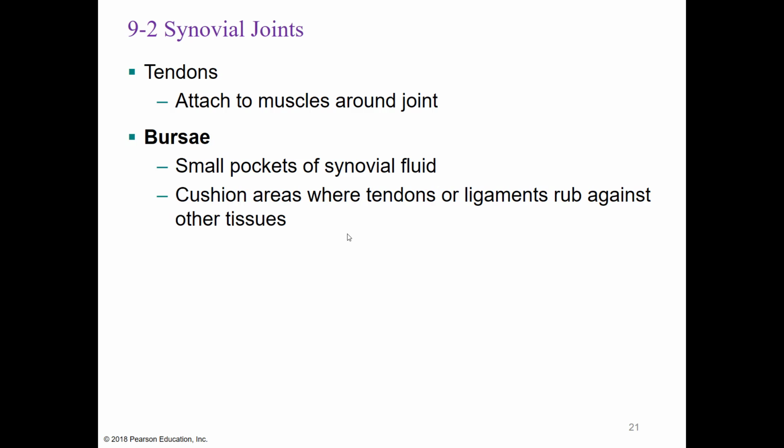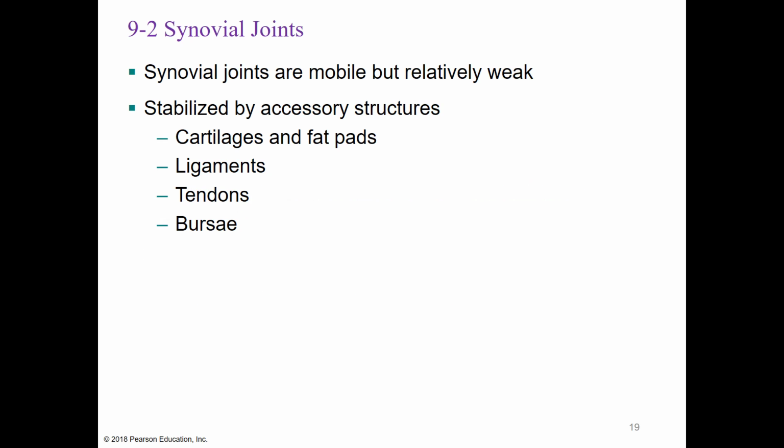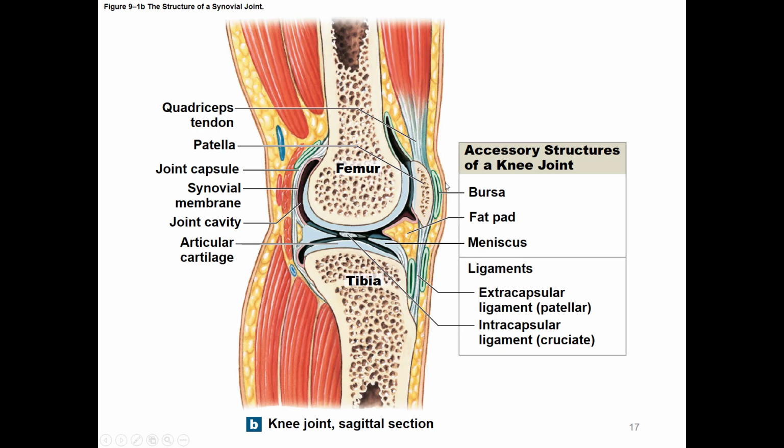Okay, so we're also going to have tendons, which attach to muscles around the joint, and bursae, which bursa being one, is small pockets of synovial fluid. They are going to cushion areas where tendons and ligaments might rub against other tissues. So let's take a look at those to see if we can figure out where we're going to find them. Okay, so here is a tendon, and then here is a bursa. So we've got one there. You can see a couple more here as well, and there's one back here.